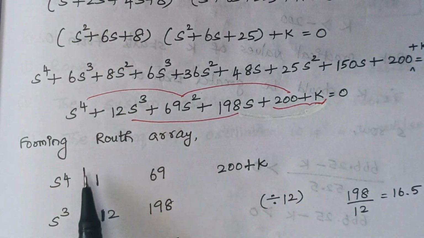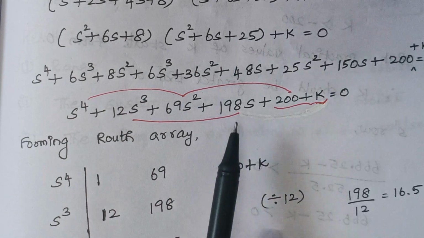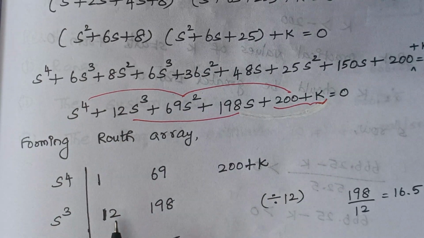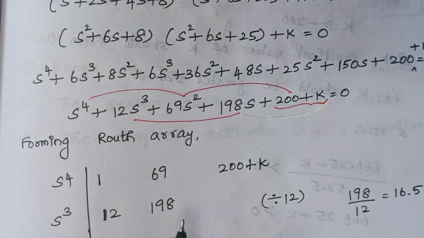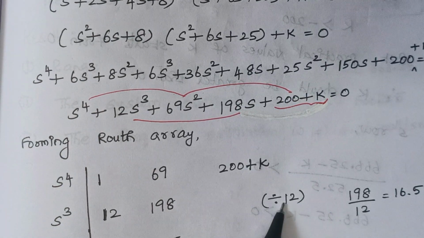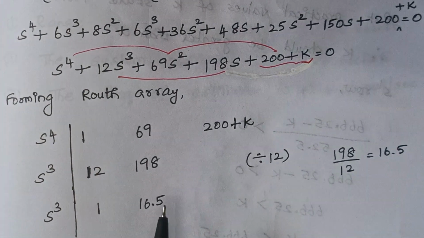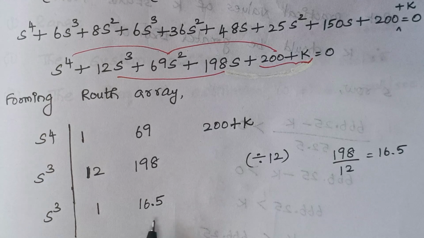And the next one is s cube. Coefficient of s cube is 12 and coefficient of s is 198. So here I had written 12 and 198. Since we are having a bigger number, I am dividing this row by 12. So when I divide, I am having the answer as 1 and 16.5.